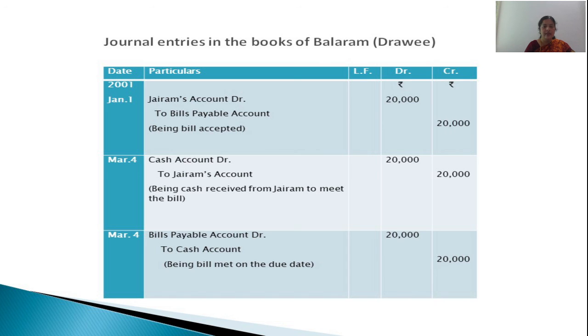That is one thing. And one more thing, on the due date or just before the due date, the drawer of the bill has to provide the amount to the drawee so that he can honor the bill. So that one extra entry has to be there in the books of the drawer and drawee. In the books of the drawer for making payment to the drawee, in the books of the drawee for receiving the amount from the drawer. Otherwise, the other entries are ones which we know already.